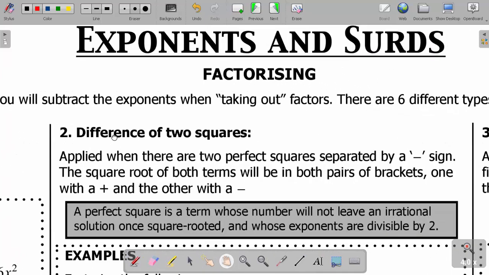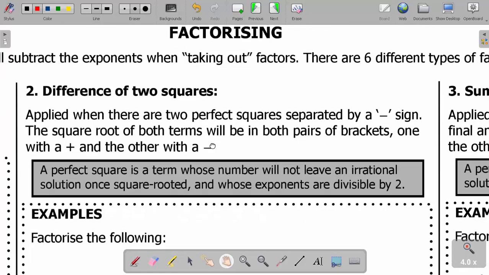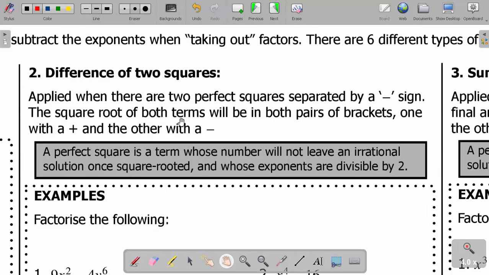And then we have what we call the difference of 2 squares. It is very, very common. This one is applied when there are 2 perfect squares separated by a minus sign. The square root of both terms will be in both pairs of brackets, one with a plus and the other with a minus. Now note that a perfect square is a term whose number will not leave an irrational solution once square rooted, and whose exponents are divisible by 2.